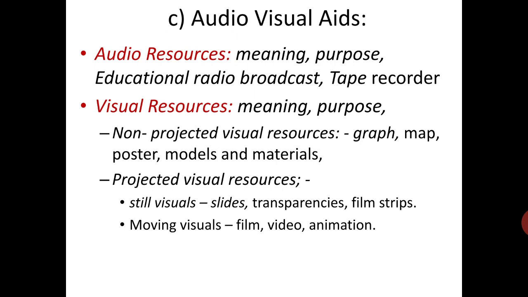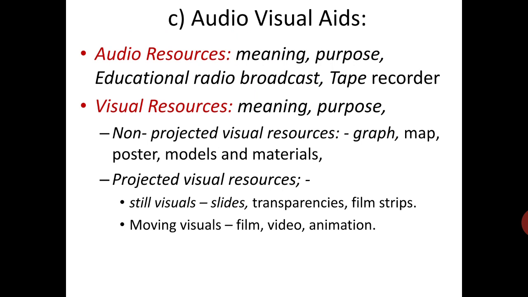Now point C, that is audiovisual aids. Here there are two main types of aids, the first being audio resources. In this point we have to study the meaning and the purpose of audio resources, and here we have to study the educational radio broadcast and the tape recorder. But nowadays mobile is also used as an audio resource.